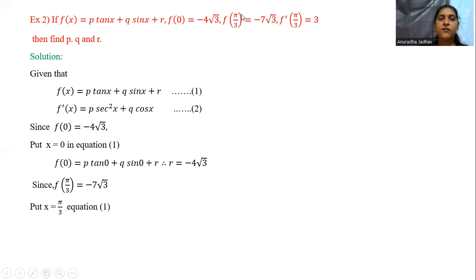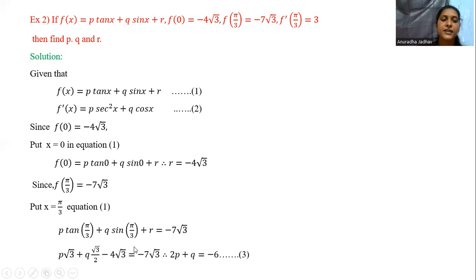Here, the second condition, f of pi by 3 is equal to minus 7 root 3. Put x is equal to pi by 3 in equation 1. We get f of pi by 3 is equal to p into tan pi by 3 plus q into sin pi by 3 plus r. Pi by 3 means a 60 degree angle. Here tan 60 is root 3, sin 60 is root 3 by 2, plus r as it is. Here substitute the value of r, minus 4 root 3, is equal to minus 7 root 3.